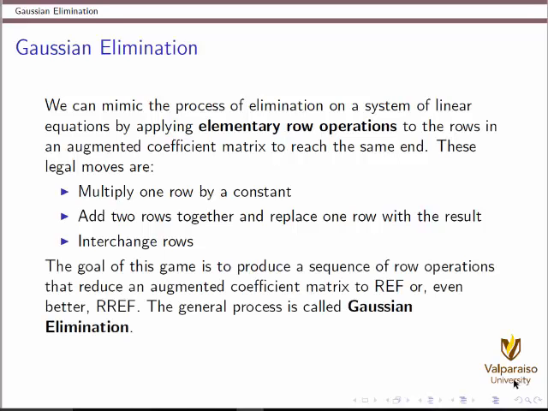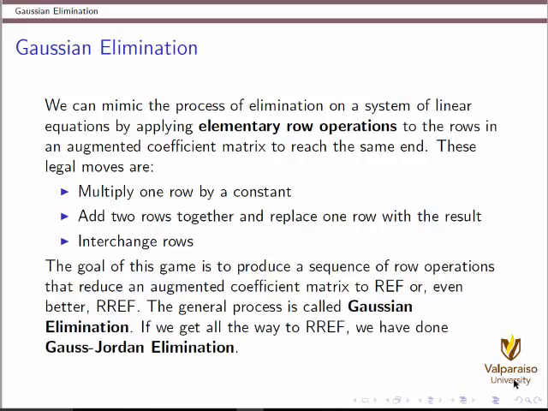This process is called Gaussian elimination. Well, it's called Gaussian elimination in general, and if you happen to make it all the way to reduced row echelon form, then you have done Gauss-Jordan elimination.